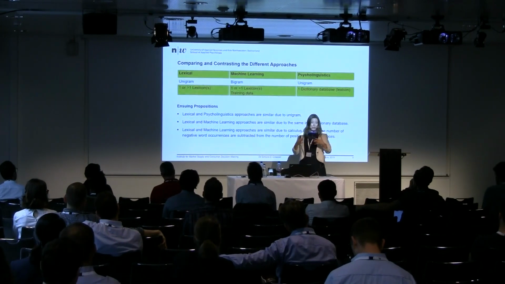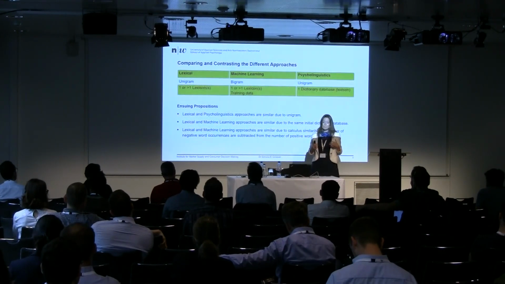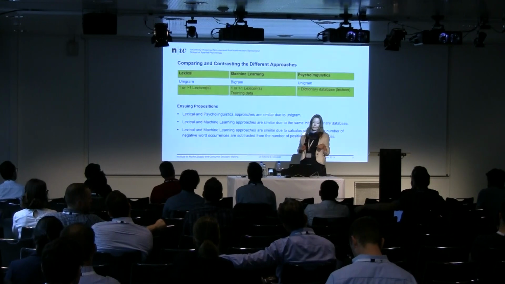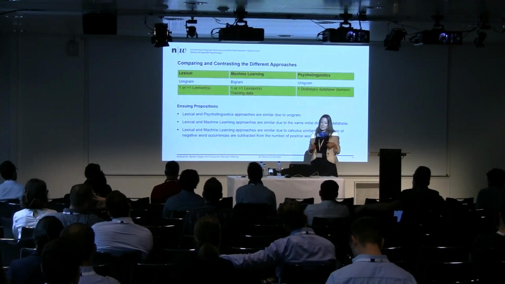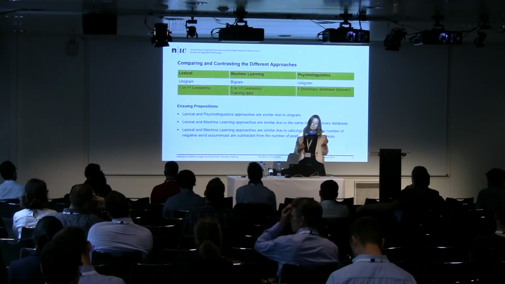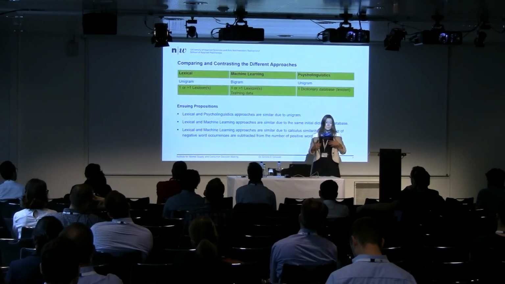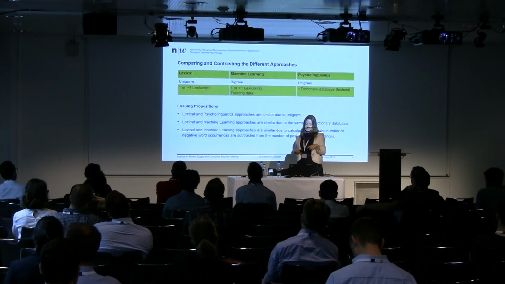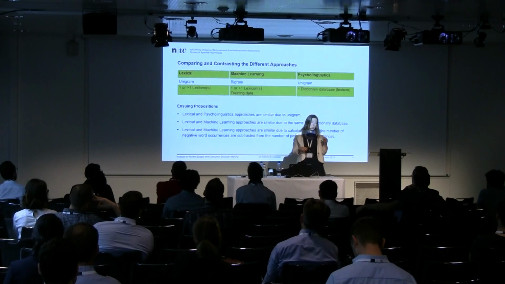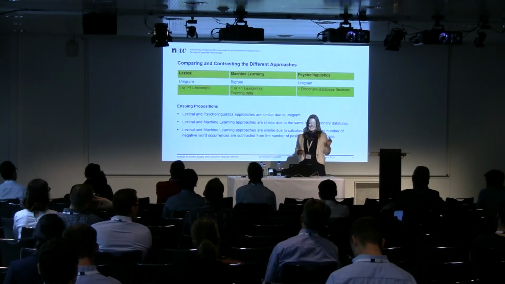So based on these comparisons, we can say, well, the lexical and psycholinguistic approach might be similar because they're both based on one word as a unit of analysis. We could also say, well, the machine learning and the lexical approach are similar because they start off with the same dictionary database, the same lexicons, usually. We could also say, well, lexical and machine learning approaches are similar because they compute sentiment in the same way, right? With subtracting the number of negative word occurrences from the number of positive word occurrences. That's how it's usually computed. But I'm open to questions here later on.